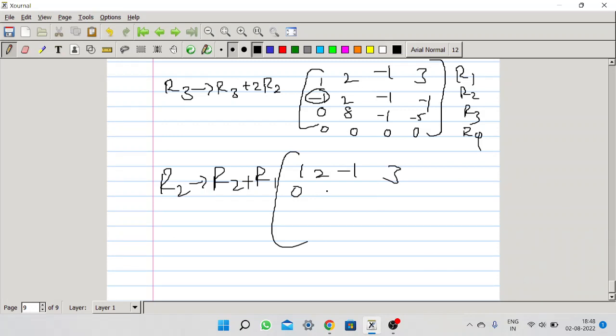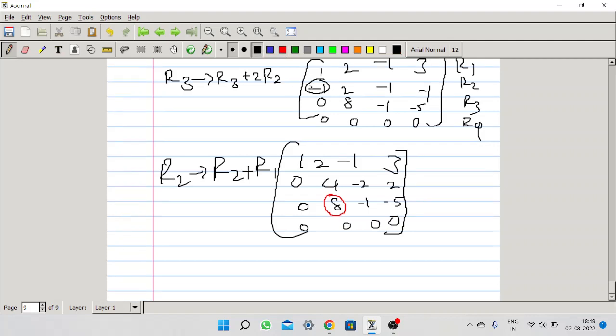So this is 2 plus 2, 4, minus 2, 2, 0, 8, minus 1, 5, minus 5, 0. So now you can see the matrix is in row echelon form. Is it? No, still it is non-zero. So we'll make this 0 by using R2. We'll make the element 8 as 0 by using the row R2.